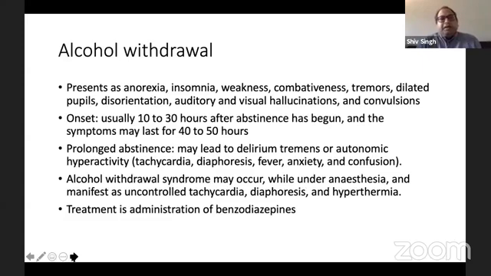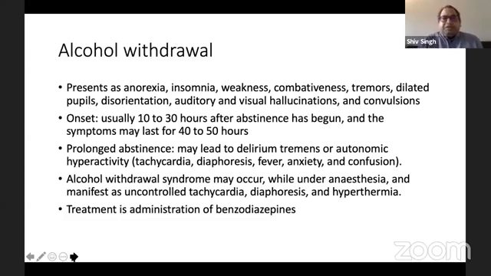Onset of alcohol withdrawal can occur within 10 to 30 hours after abstinence has begun. So if they are admitted to the ward the day before surgery, which is uncommon nowadays, make sure they are on a withdrawal regimen as per the hospital protocols. The symptoms can last as long as 40 to 50 hours. Prolonged abstinence can lead to delirium tremens. It can also lead to autonomic hyperactivity, which presents as tachycardia, sweating, fever, anxiety, and confusion.